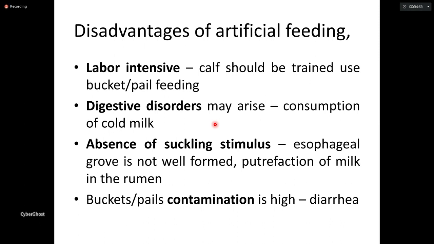Sometimes the contamination may be too much, because we are handling milk using lots of utensils, baskets and buckets, and the milk has lots of contamination if we do not clean them properly.